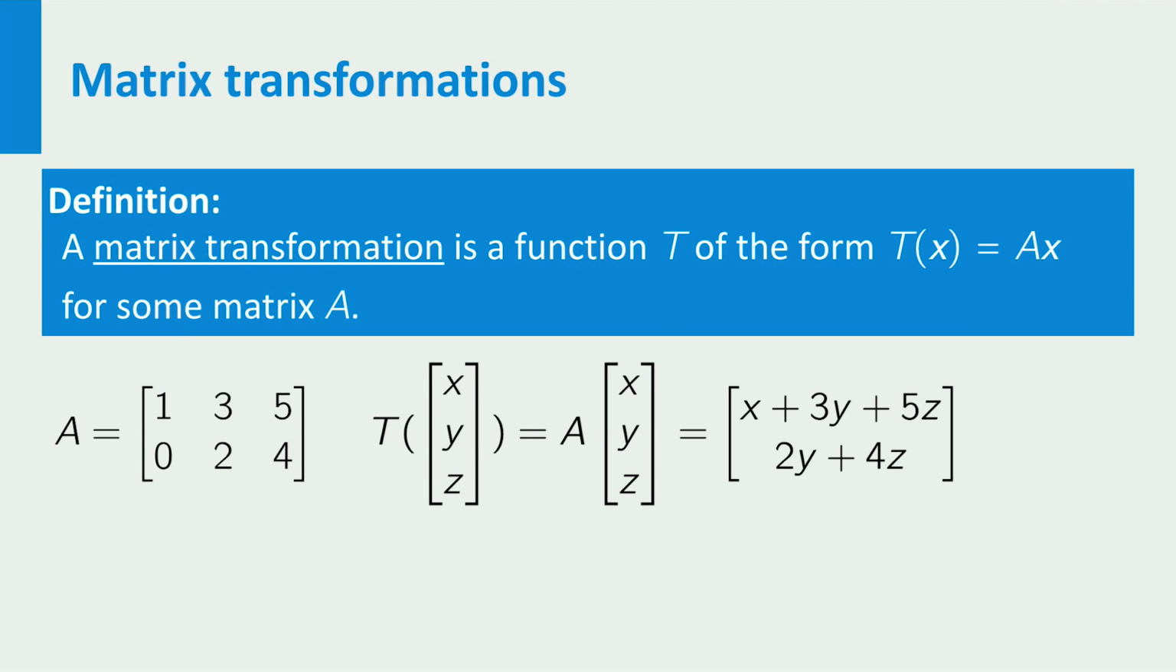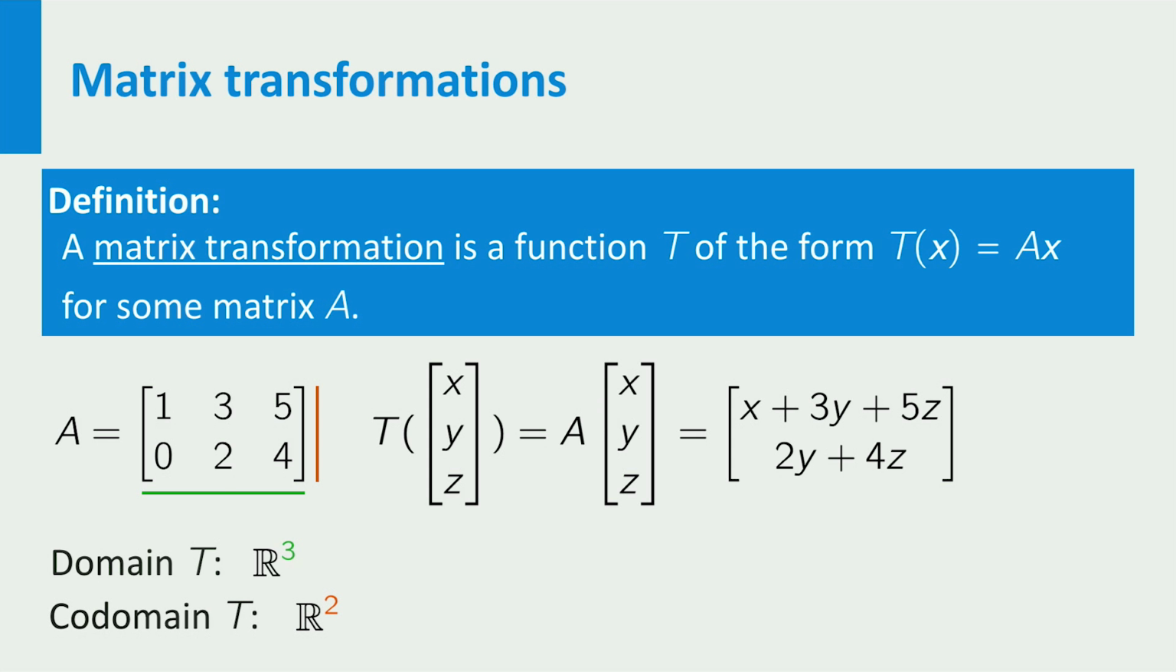A function that can be written in this way is called a matrix transformation. As T has input vectors in R3, the domain of our matrix transformation is equal to R3. Notice, this 3 was exactly the number of columns in our matrix. The output of T consists of vectors in R2. Therefore, T will have codomain R2. This corresponds to the number of rows of the matrix A. What about the range of the function T?